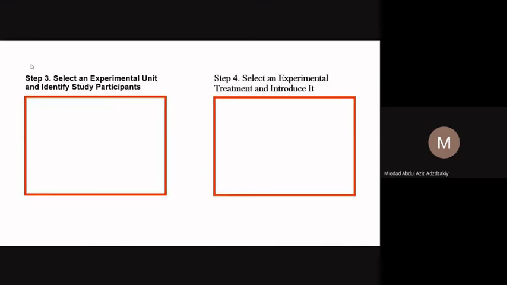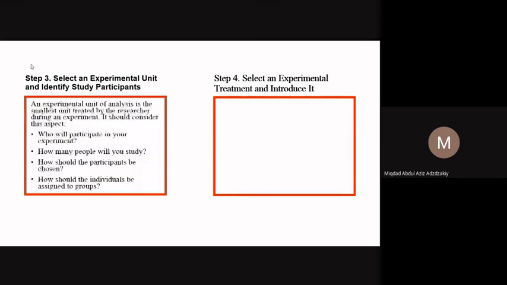Okay, step 3: select an experimental unit and identify study participants. An experimental unit of analysis is the smallest unit treated by the researcher during an experiment. It should consider this aspect. First, who will participate in your experiment? Second, how many people will you study? Third, how should the participants be chosen? And the last is, how should the individuals be assigned to the groups?